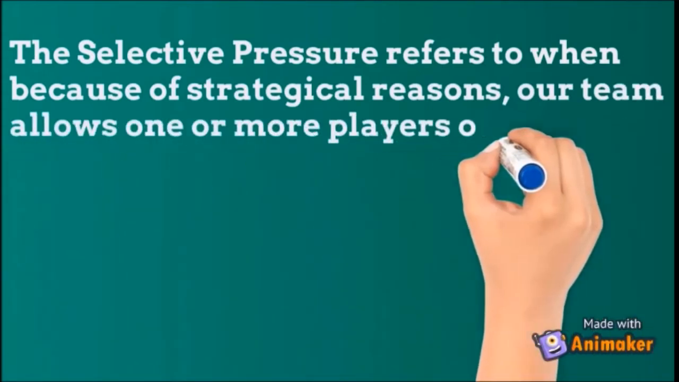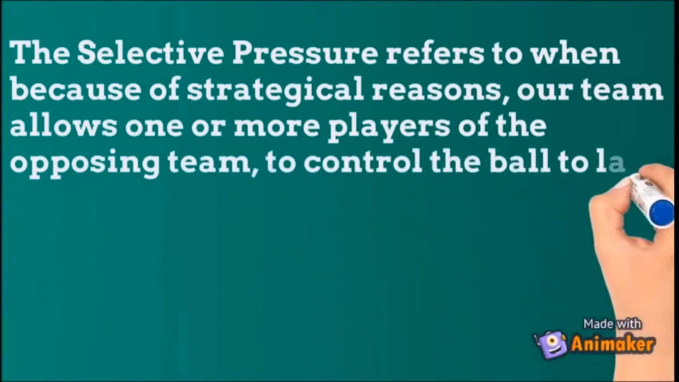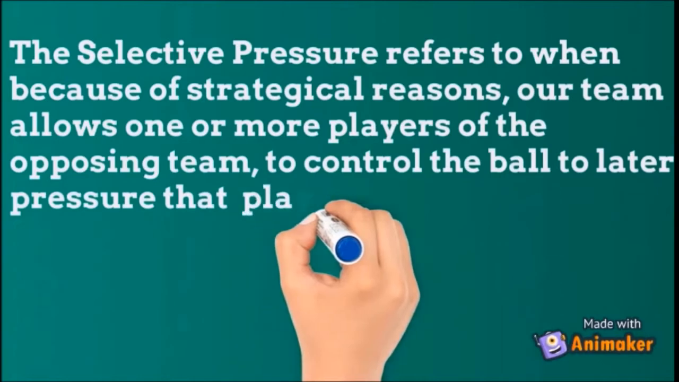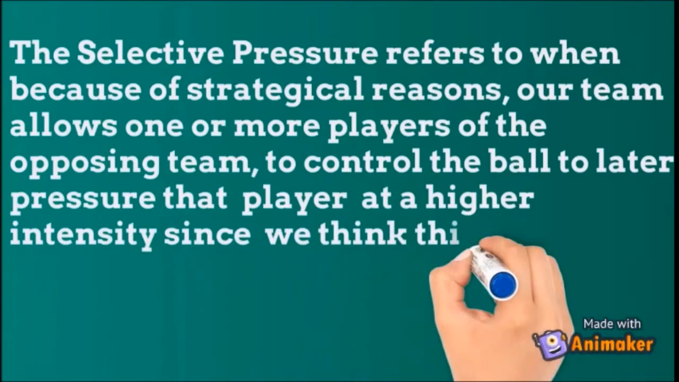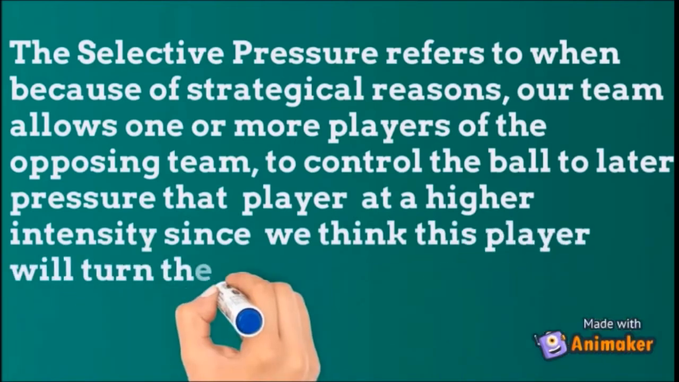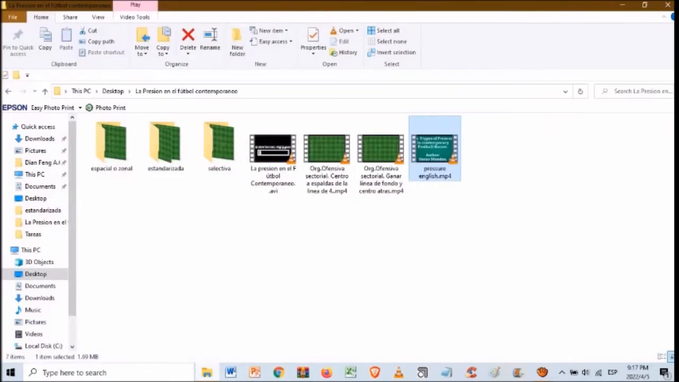The selective pressure is when we are going to leave one player, or it can be two, also free, so that he or she will receive the ball or will control the ball, and then we will pressure them because we have information that these players will turn the ball over. Normally it's done because a player has technical problems, or he's not very strong in certain areas. So with the selective pressure, we're going to focus on that player receiving the ball, and then we're going to press.